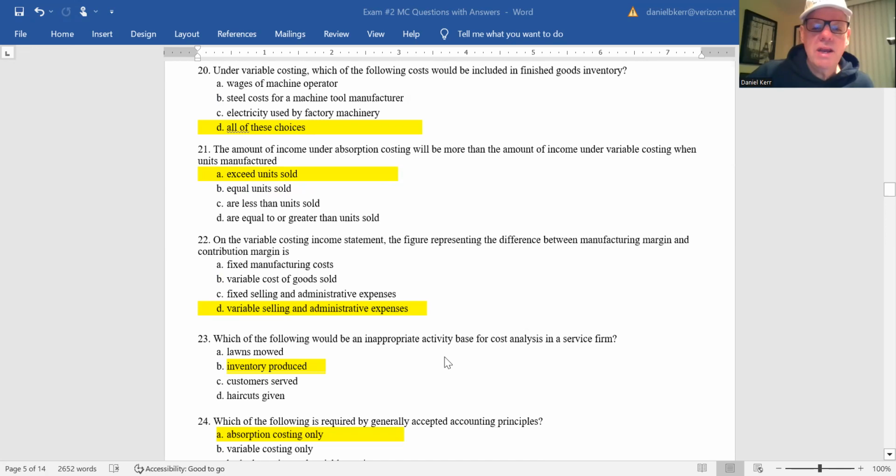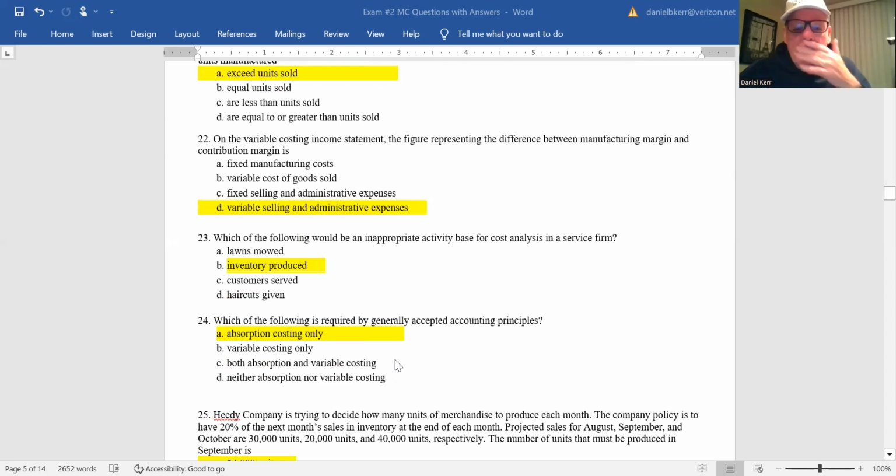23, which of the following would be an inappropriate activity base for analysis in a service firm? Well, the service firm wouldn't have inventory, and that's why the service firm is a firm that doesn't buy and sell inventory. They provide a service. So the one that would be inappropriate for a service firm would be inventory produced, because they don't have inventory.